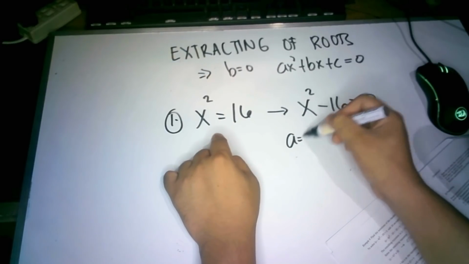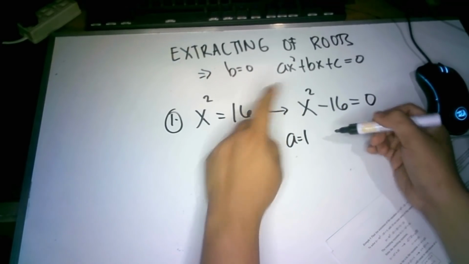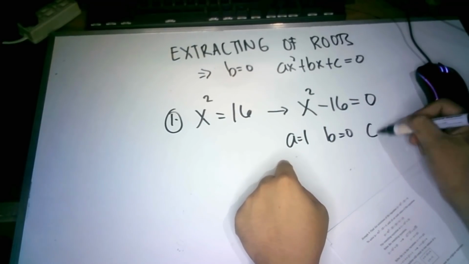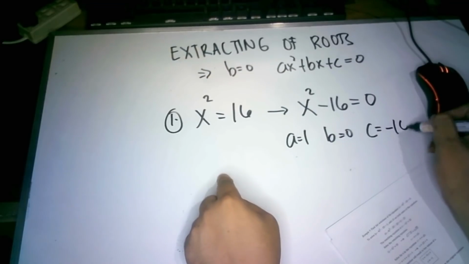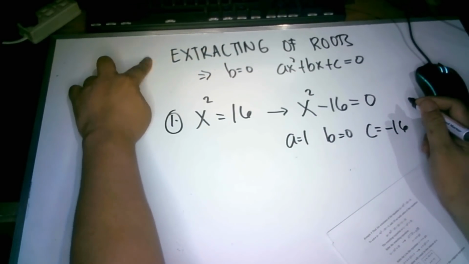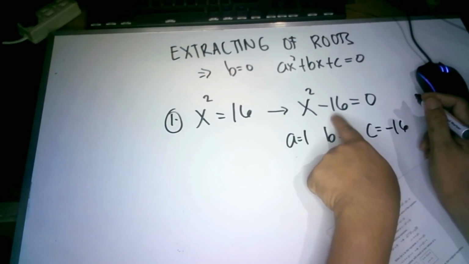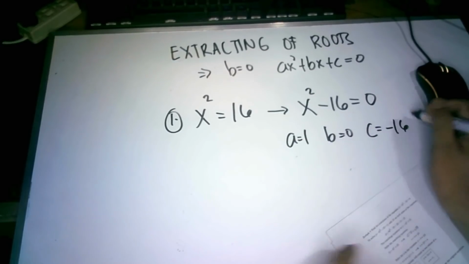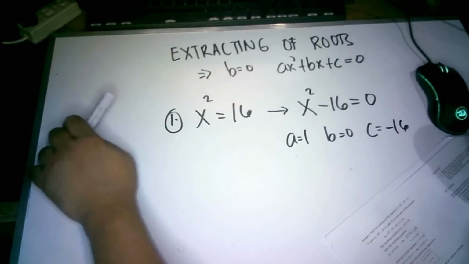Example, halimbawa, x squared equals 16. Now, if you're going to make this one into standard form, mapapansin mo na it will be x squared minus 16 equals 0. So makikita mo na ang value ni b is 0, di ba? So, ano ang value ni a dito? 1. Ang b, kasi walang bx, so automatic 0. Then c is equal to negative 16. So, according sa idea, magagamit ko ang extracting of roots kung 0 ang value ni b.